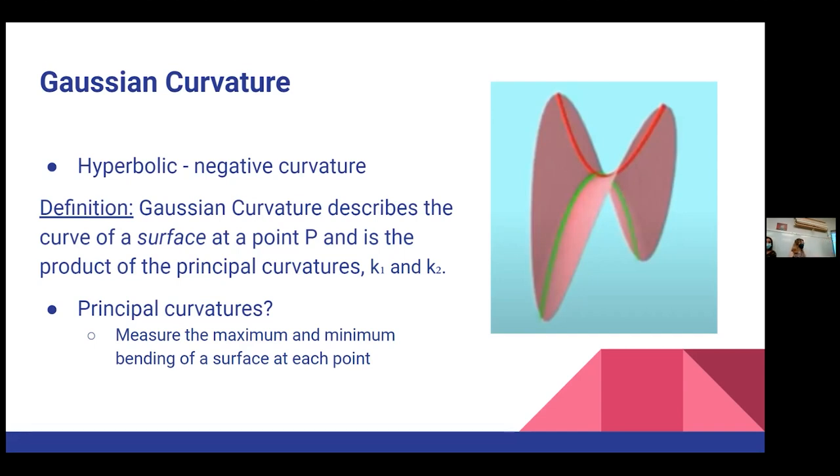So if we have this point right here, point P in the center, these 2 lines or these 2 curves are cross sections of the surface at that point. So the red curve is associated with upward concavity, and that represents positive curvature. And then the green curve is associated with downward concavity, and that represents negative curvature. So if we multiply the positive times the negative, we will always get a negative curvature, which means that this surface exists in hyperbolic space.